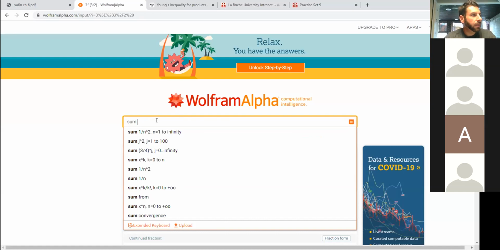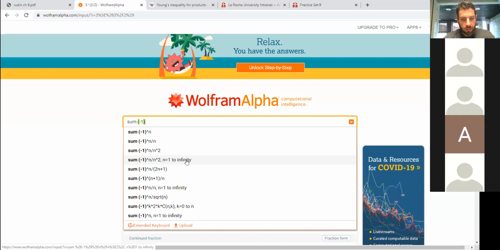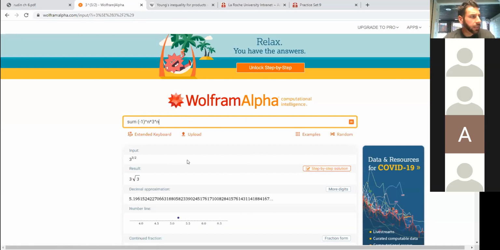So let's say sum. Now, can you guys see Wolfram? Yeah, cool. So what was the series? It was the sum of (-1)^n times 3^n, and then this was divided by, let me put some parentheses here, what was it? 5n factorial? Yes.